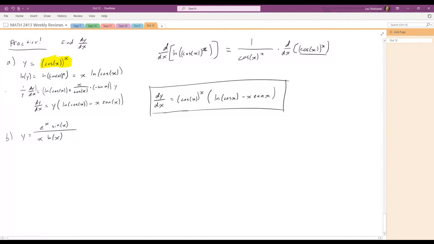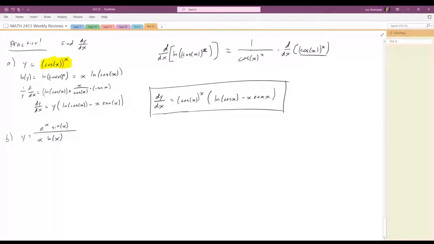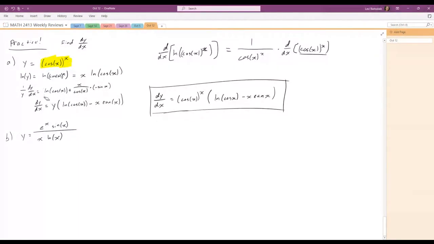Yep. I have to pull everything out. Sine of x. I think it was just sine of x, and then dy dx. I hope that's rightish. We'll go with that. Okay, so that's the first problem.